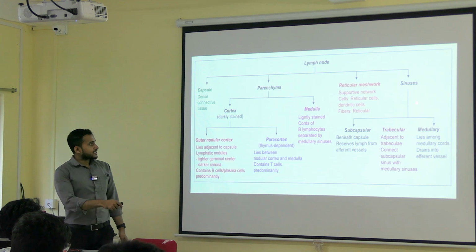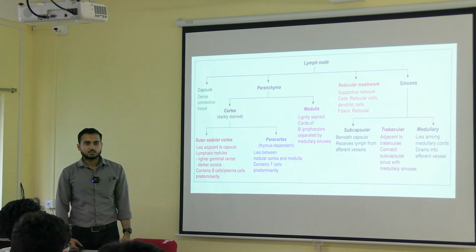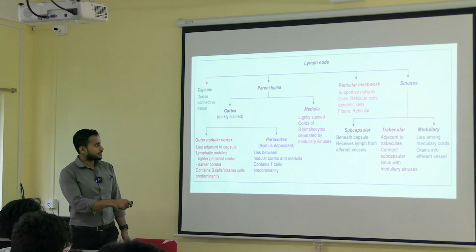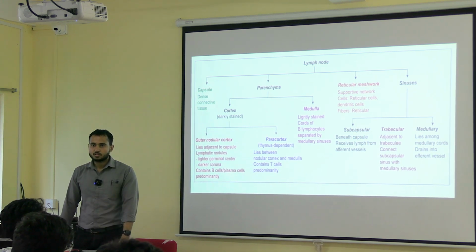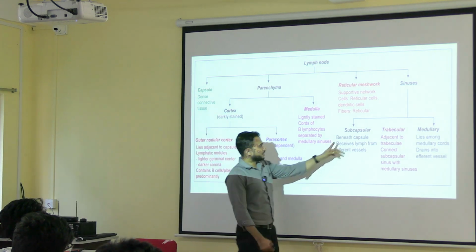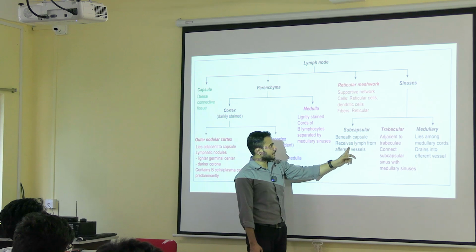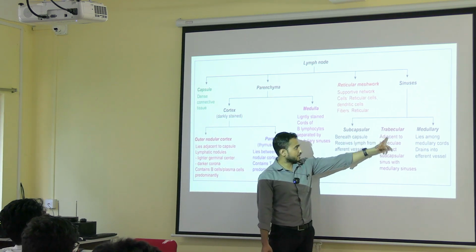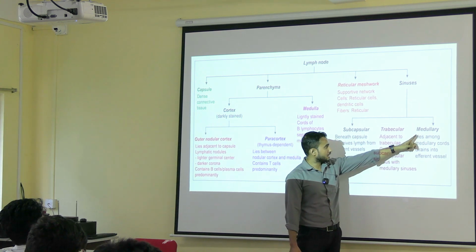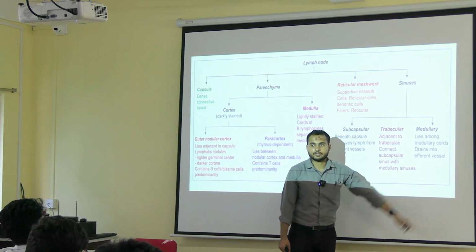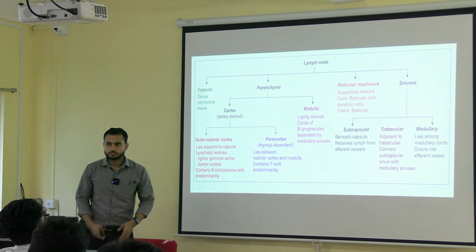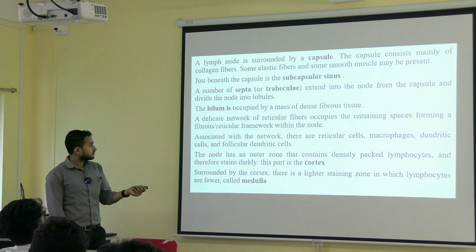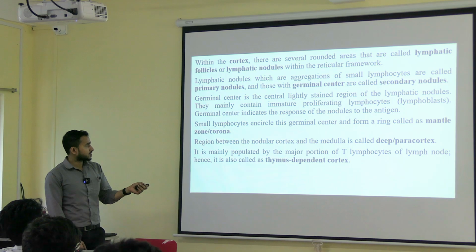Okay. Next, sinuses. So how many types of sinuses are there? 3 types of sinuses. First, you can see subcapsular sinus beneath the capsule, then trabecular sinus adjacent to the trabeculae, and medullary sinus where they are present in the medulla. Okay. So as you can see, the lymph which is entering, first they will go into the subcapsular sinus. From there it will reach the trabecular sinus. From trabecular sinus it will go to the medullary sinus, and then it will come out through efferent vessel. Okay, this is the direction of the flow of lymph inside the lymph node. So all those things we have discussed, just go through it, you will understand.